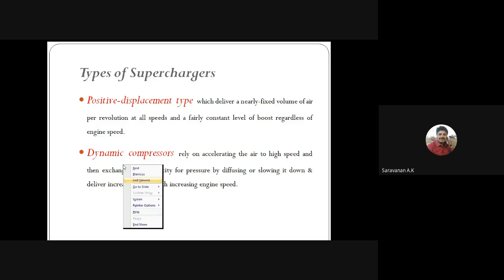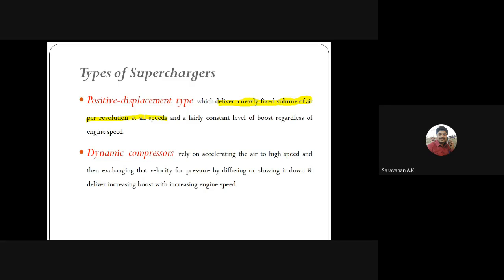In this positive displacement type, it delivers nearly a fixed volume of air. It will deliver the fixed volume of air per revolution at all the speed conditions, that is, a constant, fixed volume of supply.